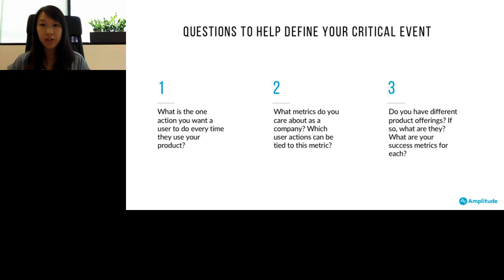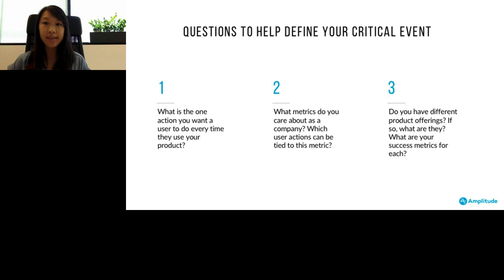And then which numbers are you ultimately trying to drive up, and which user actions can end up being tied to that metric? So that metric might be revenue, it could be number of new subscriptions or trial conversions, or if it's a more viral product, it might be the number of people that users refer. So you want to think about what are the actions that are ultimately tied to that metric that you care about.